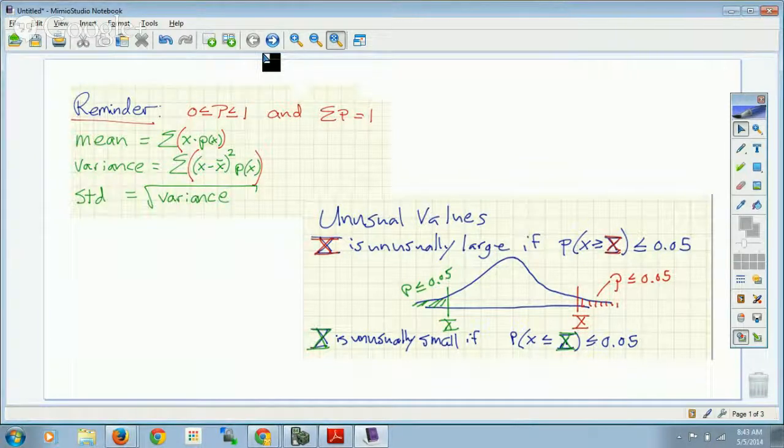As far as the mean and variance and standard deviation, the mean is just a weighted average. Another name for the mean, besides weighted average here, would be expected value. That's important. What do we expect to happen on average in the long run?